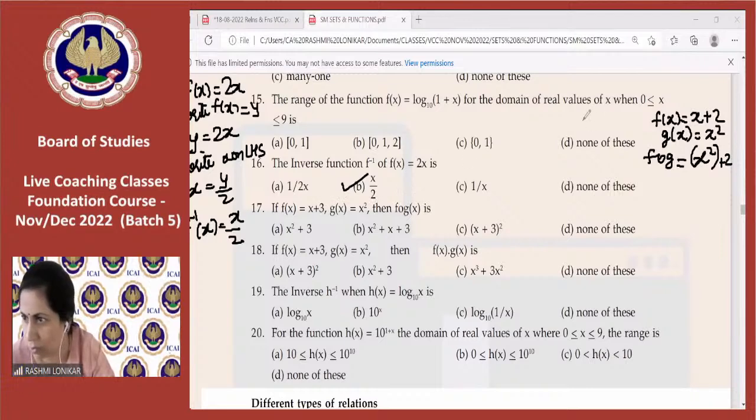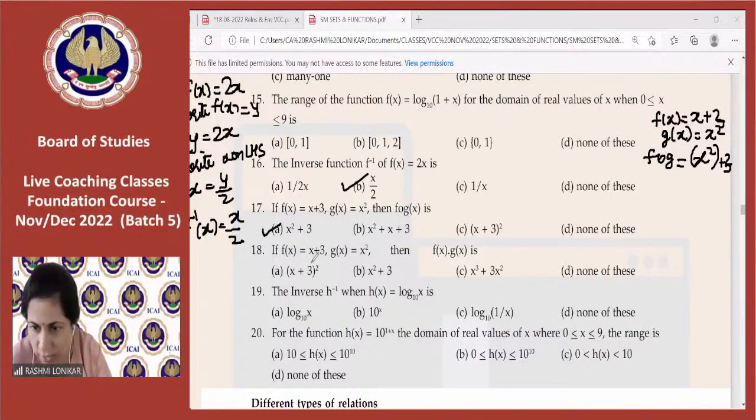Or x plus 3. The 17th is x plus 3. So x square plus 3. So for the 17th, A will be the correct answer. So f of x is x plus 3, g of x is x square, then for f of g, every x that is present in the f function, I'm going to substitute by g. So what is the g function? x square. So I've substituted by x square.